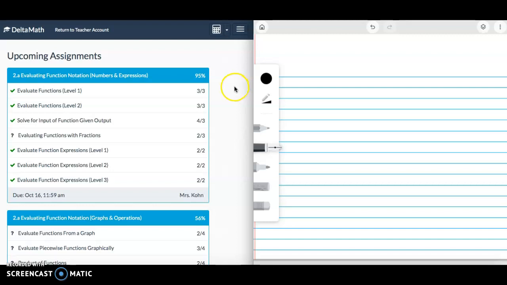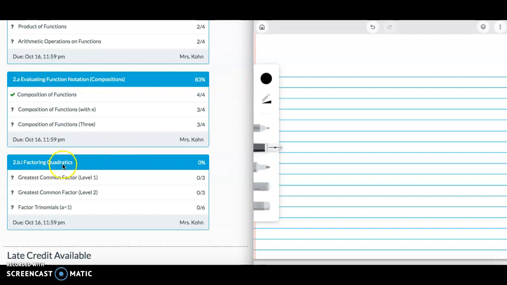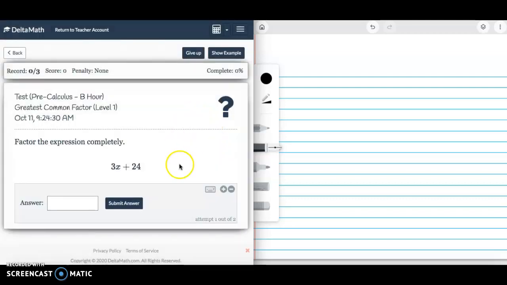All right, in this video, I'm going to go through the 2.b.i factoring quadratics DeltaMath assignment. So it's just our very beginning look into how to solve quadratics, and we have to be okay with factoring them first. So let's go ahead and try some of these first problems.